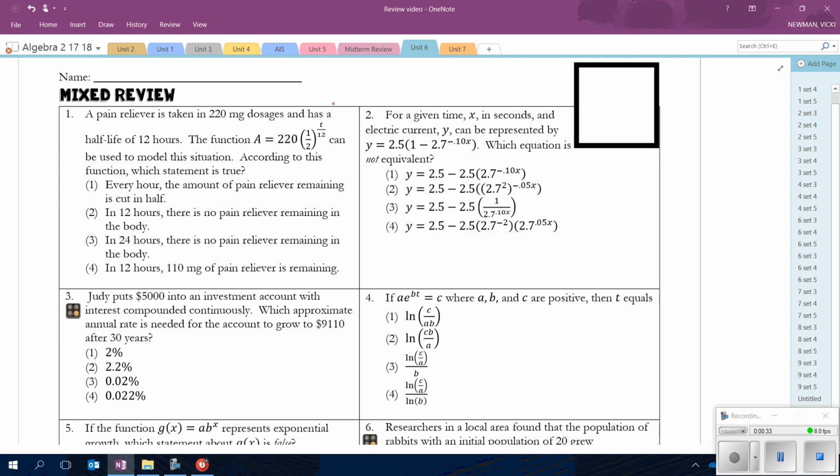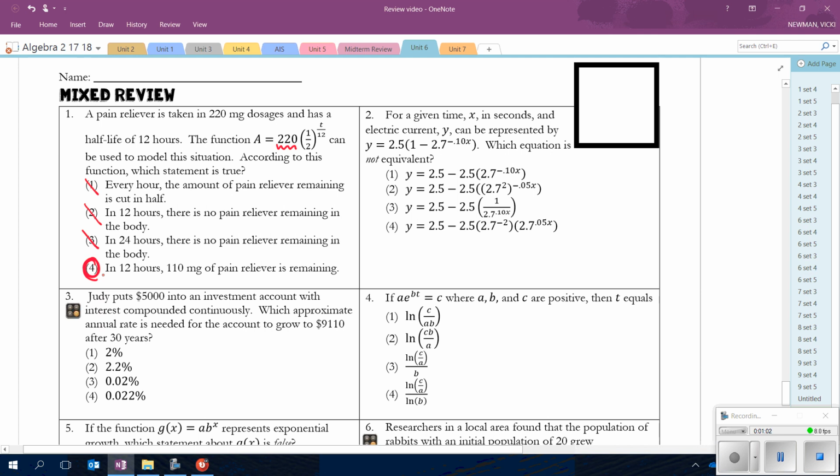Every hour, the amount of pain reliever is cut in half. No, half-life means half of the amount is left after 12 hours, or reduces by half in 12 hours. In 12 hours, there's no pain reliever? No, false. In 24 hours, there is no pain reliever? No, false. In 12 hours, 110 milligrams is remaining? Well, if they're starting with 220, yes, true. Okay.